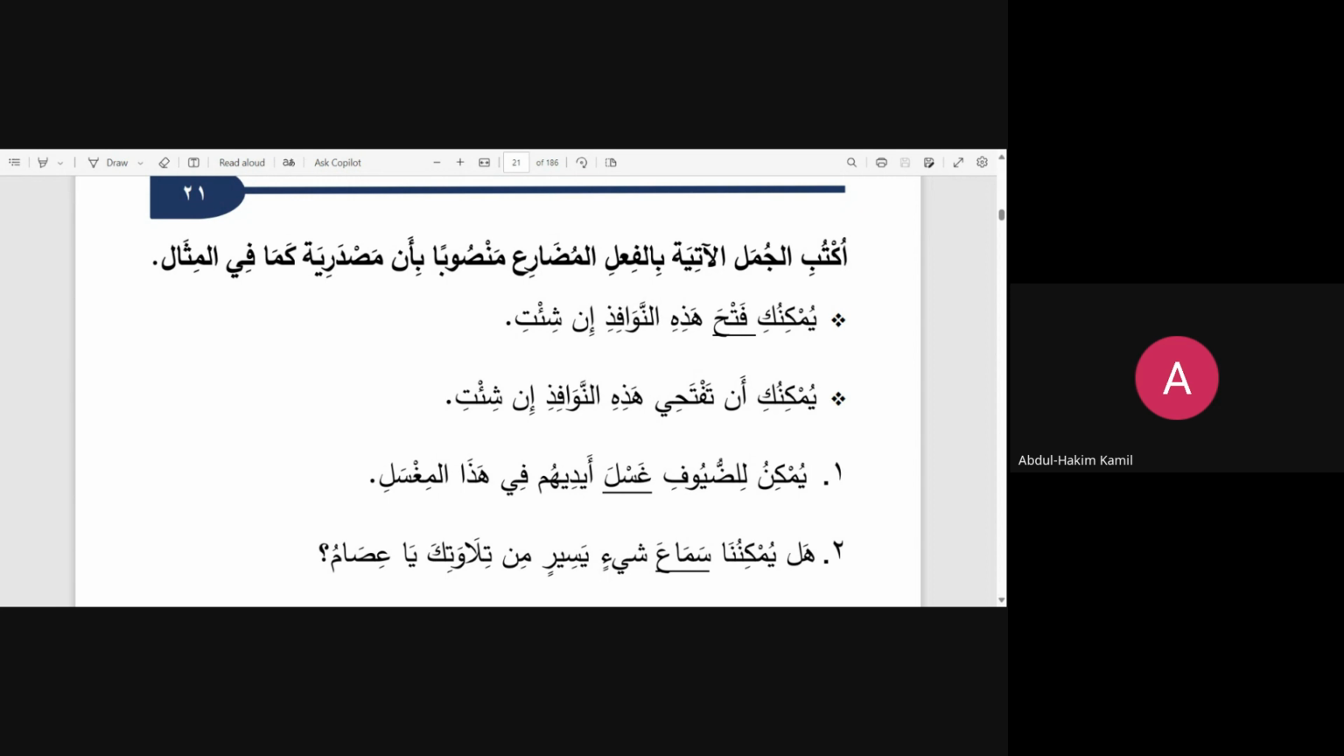Everything has to be clear, not muddy. An nasma'a shay'an yasiran. Everything has to be clear, but nice and soft. Again. An nasma'a shay'an yasiran.